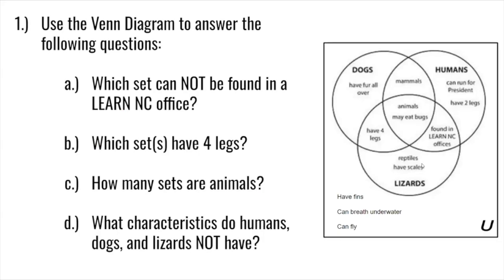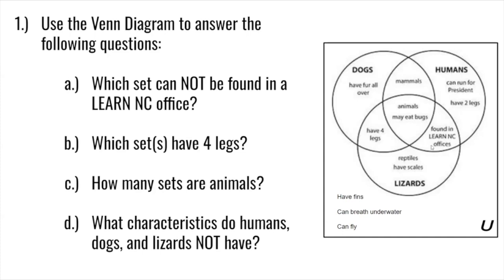For our first problem, we have a Venn diagram. We're going to answer some questions about it. So we'll use the Venn diagram to answer the following questions. We have 4 parts of this. We have problem A, which set cannot be found in a Learn NC office. Then B, which sets have 4 legs. C, how many sets are animals. And D, what characteristics do humans, dogs, and lizards not have?